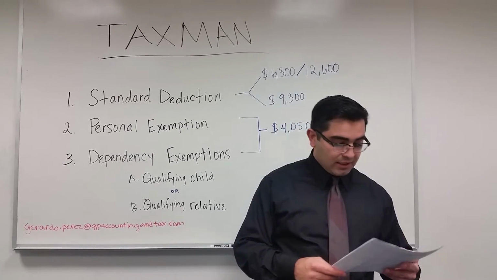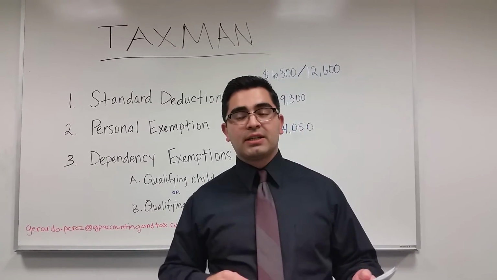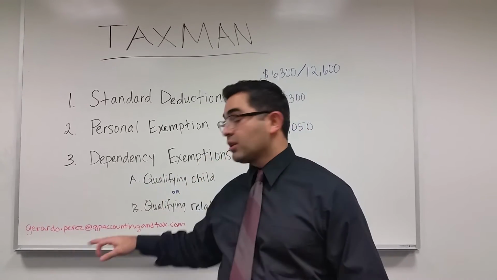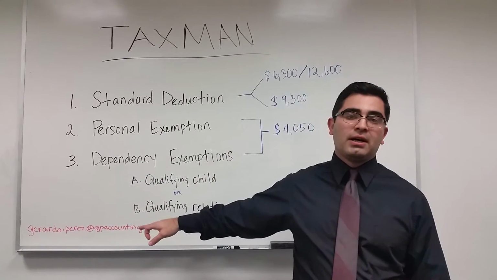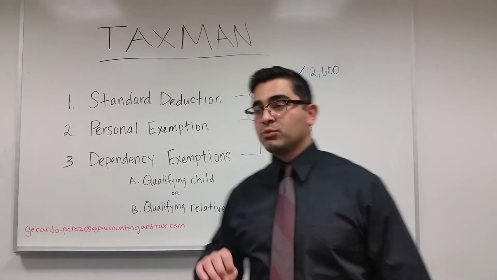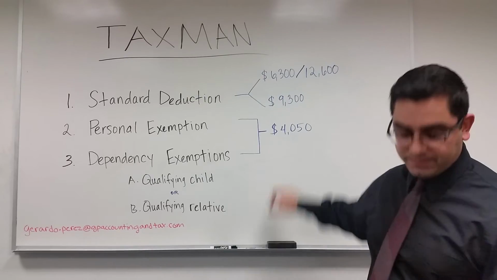The next is under a specific amount of taxable gross income. What that means is that the qualifying relative that you're considering claiming as a dependent can't make more than $4,050, which is this personal exemption amount right here.